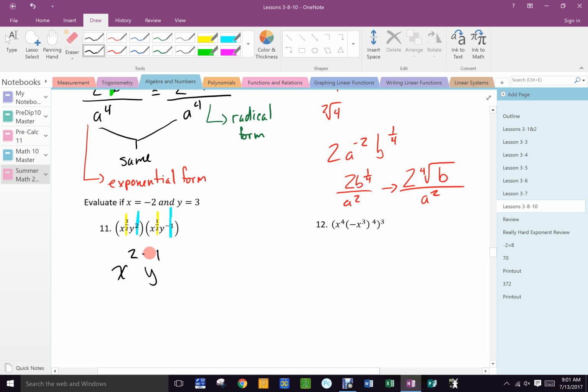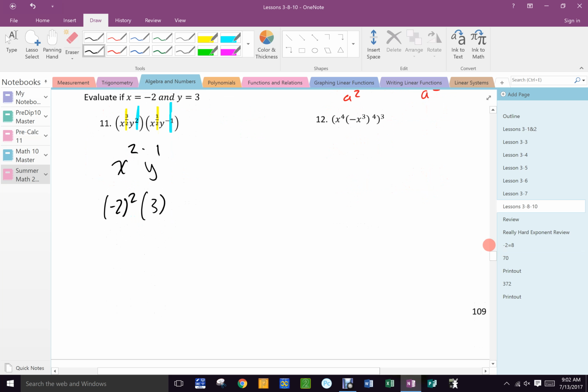Now fill in the blanks. X is negative 2. So what do I write here instead of x? Negative 2 squared. Y is what? 3. What is negative 2 squared? 4 times 3 is 12.